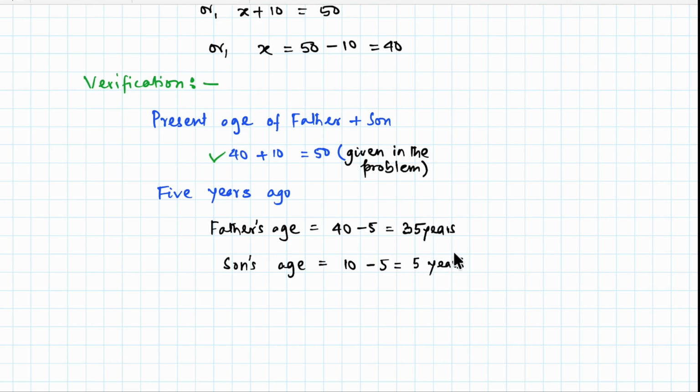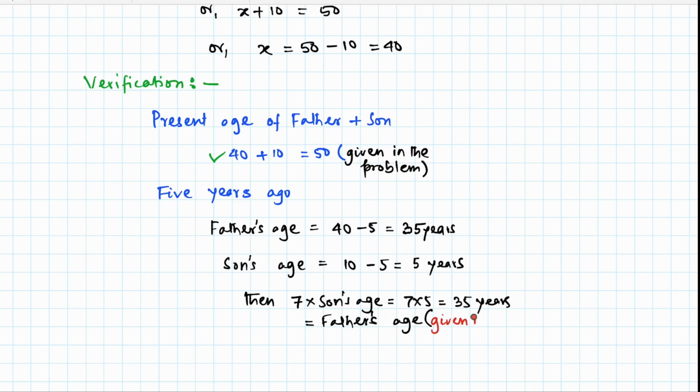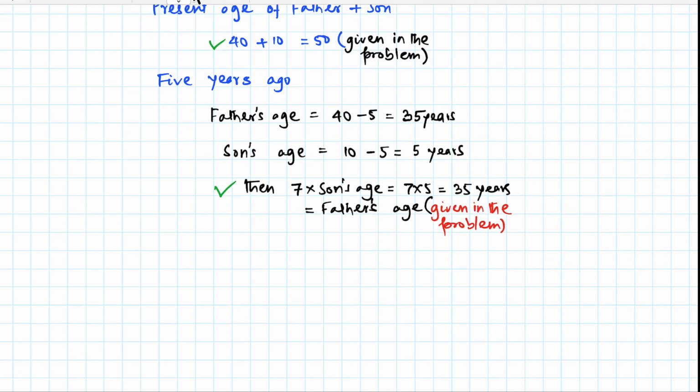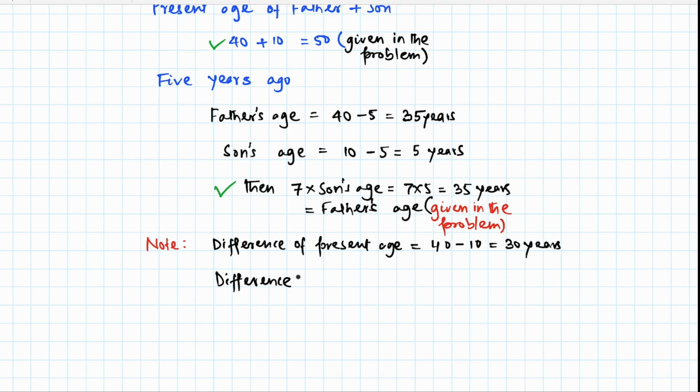And son's age is 10 minus 5, which is 5 years. Now then 7 times son's age is equal to 7 times 5, 35 years, which is equal to father's age. So as per the second statement, this also gets satisfied. So that means whatever answer we arrived at, they are verified. Now note one thing, the difference of present age is equal to 40 minus 10, which is 30, and the difference of age 5 years ago, 35 minus 5, which is also 30.